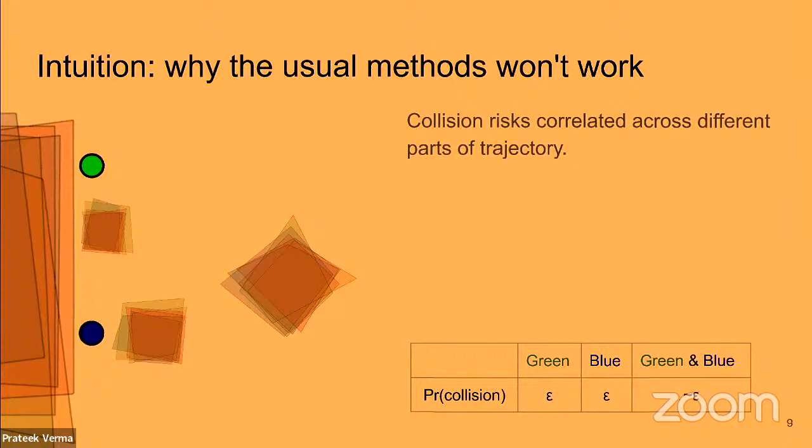So in this example, we can see that actually the real probability that either the green or the blue is in collision is only going to be about epsilon. It will be a little bit more. This means that we have to be thinking quite a bit about the correlations in collision probabilities between points, especially ones that are close in the space that we care about.